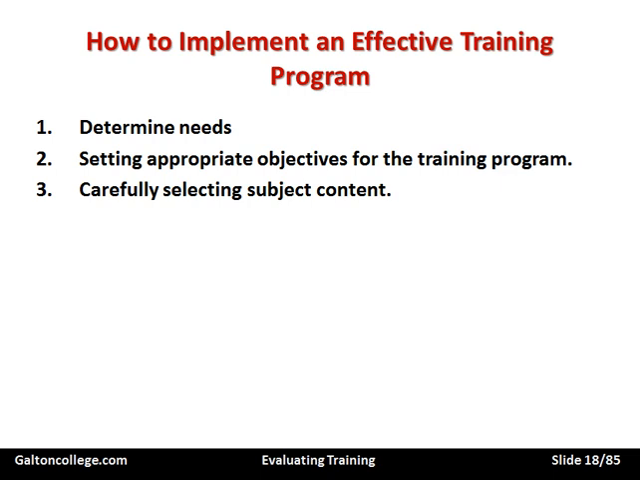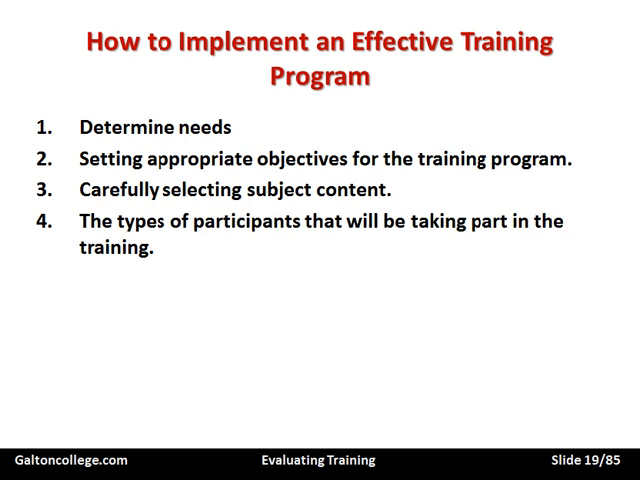Perhaps not everything can be done. Perhaps there are only so many hours allocated, and the time required to deliver a full understanding of the issue may be much longer. So it's a question of scaling what can be done. And selecting the participants that will take part in the training.